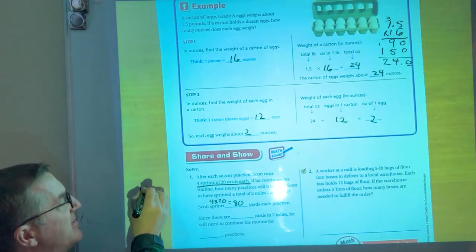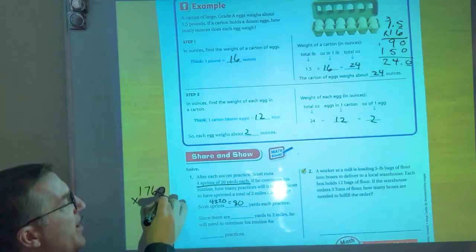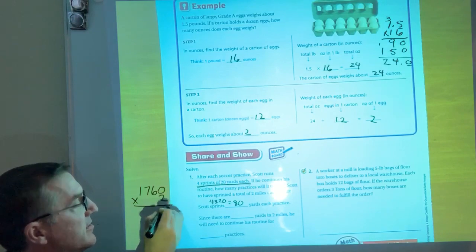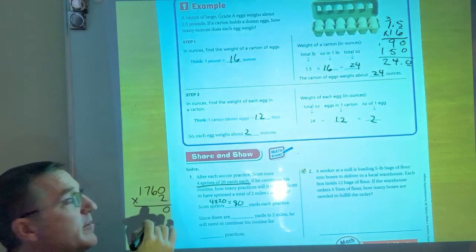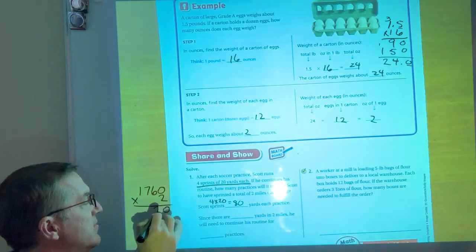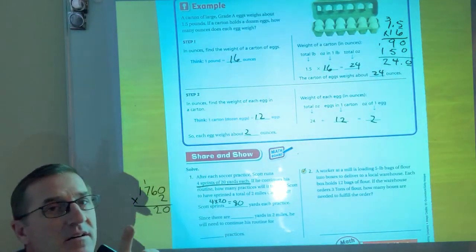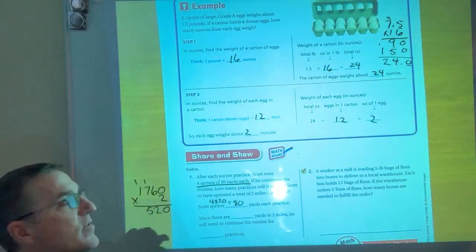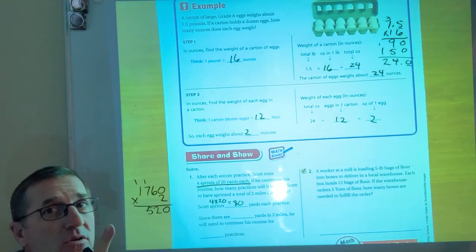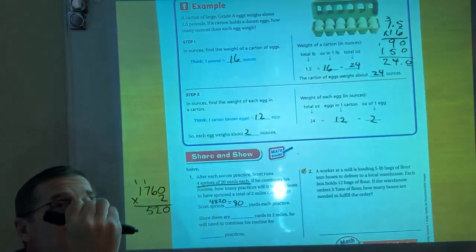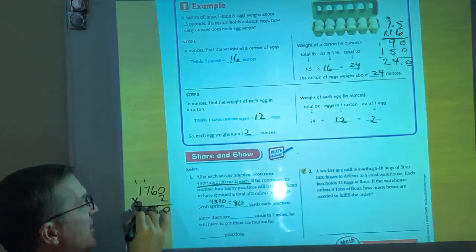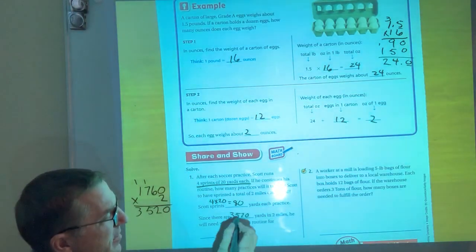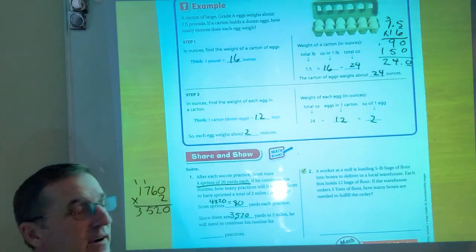1,760 yards. So I've got to take 1,760 and multiply it by 2, or I can just add it to itself. 2 times 0 is 0. That's the easy one. 2 times 6, 12. 2 times 7 is 14 plus the 1. That's 15. Carry that over. 2 times 1 is 2 plus 1 is 3. So I get 3,520. Barely enough room to even fit that in there.